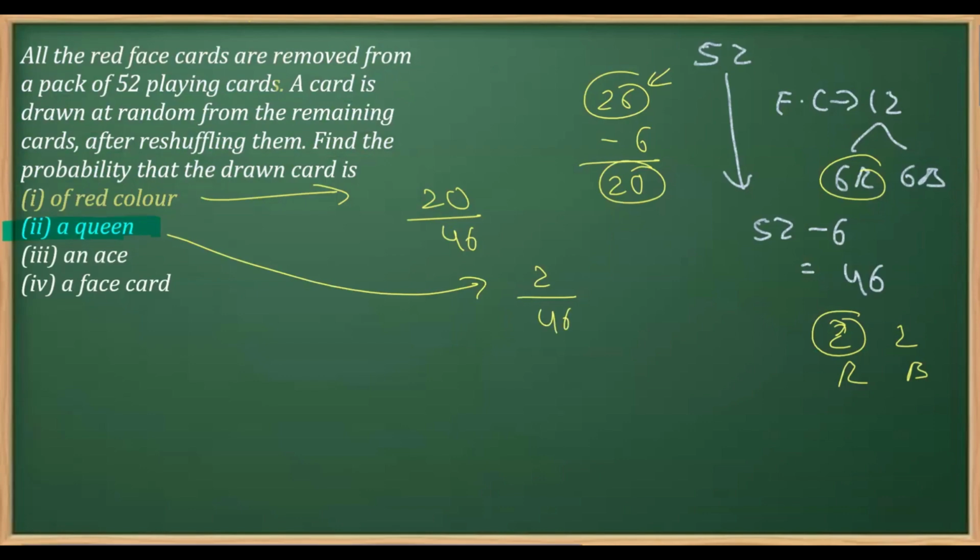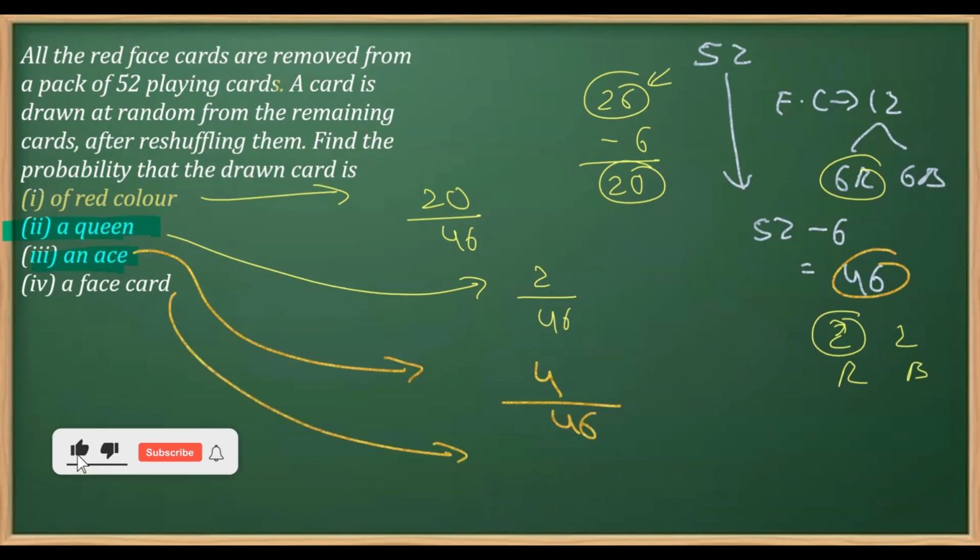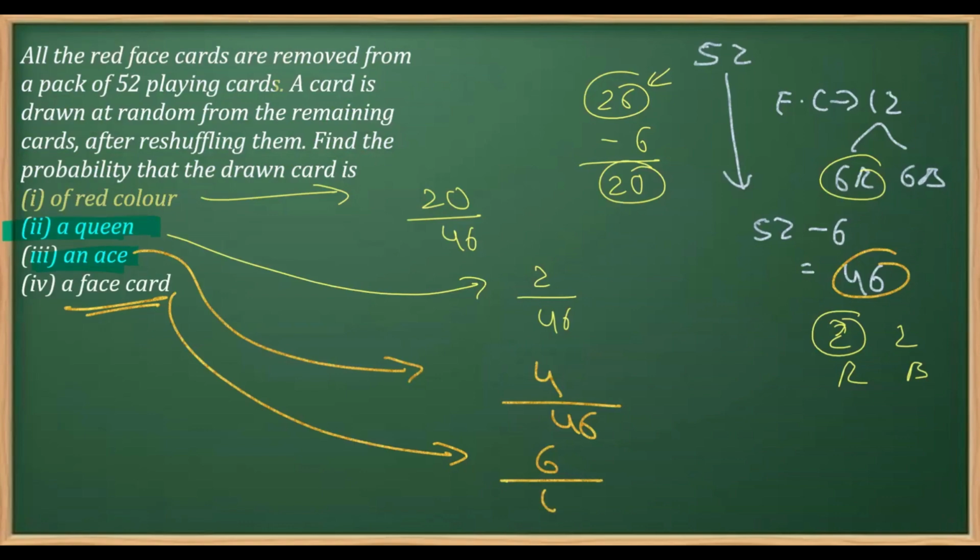The next part is what? An ace. So how many aces are there? Four aces are there, but they are not face cards. They are restored. I mean, their numbers haven't changed. So it is 4 over 46. Next is face cards. Well, that's very easy and clear that there are altogether 12 face cards. So 6 of them are removed. So we are left with 6. So 6 out of 46. Now, as I said in every part, you have to write the answer in the reduced form. Let's move to the next.